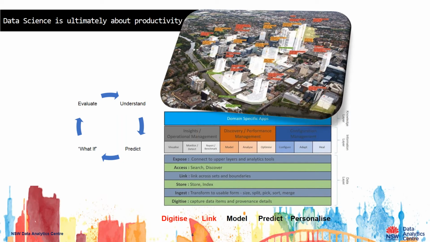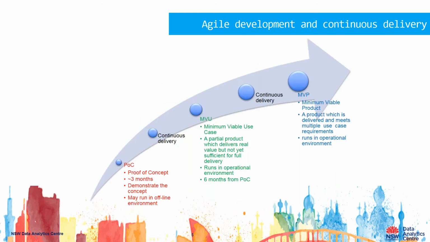One way to look at it is, how do we better understand the problem? How do we better predict outcomes or identify factors of risk which lead to outcomes? How do we explore the what-if scenarios in a digital equivalent of the physical world? And how do we evaluate how effectively we've delivered a service or how effectively we've had the impact that we wanted to have? And we do this in an agile way.